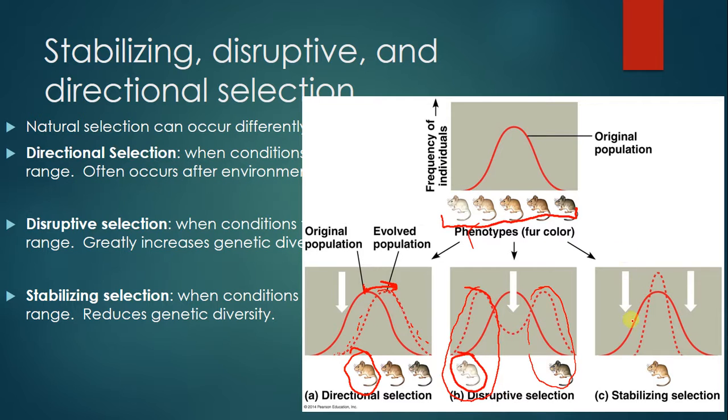If for some reason the medium, brown colored mouse survived the best in either environment, then we would see stabilizing selection that favored the medium phenotype. In general, stabilizing selection reduces genetic diversity, directional selection reduces genetic diversity, and disruptive selection increases it away from the median.